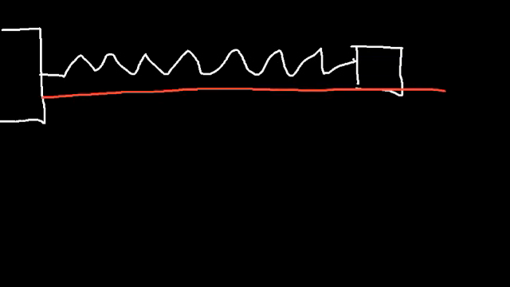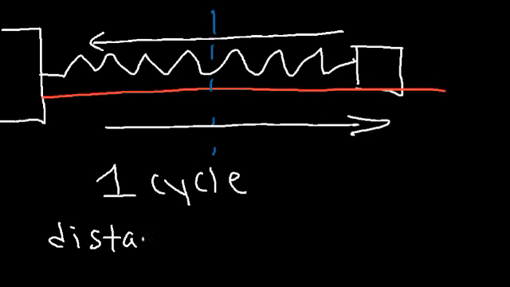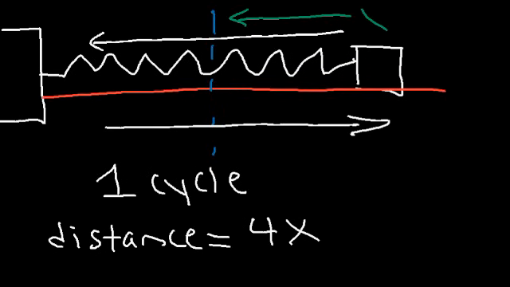Now there's something else that we need to talk about, and that is the frequency and period of this spring mass oscillator. So let's say this is the equilibrium position. Now, as the spring moves to the left and as it moves back to where it started from, that is equal to 1 cycle. The distance of 1 cycle is basically 4 times the value of x. So from here back to its equilibrium position, it travels a distance of x.